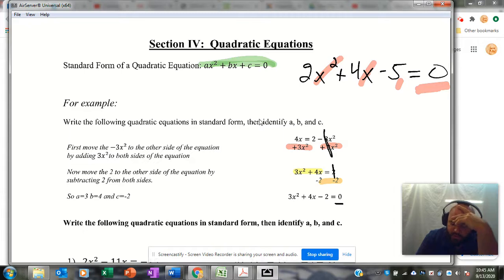Also notice that as we're moving these pieces from the right over to the left, in the first and second steps, they're ordering them in the correct order. So you can see we have the 3x squared first, then the x to the first power, and then the constant, and it's equal to 0. This part right here is our final answer. That is the standard form of a quadratic equation: 3x squared plus 4x minus 2 equals 0.